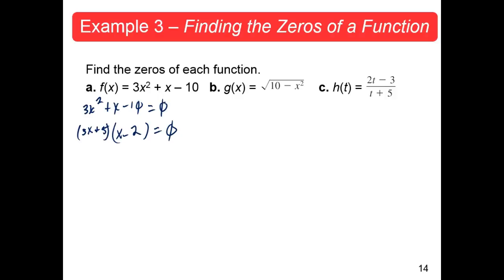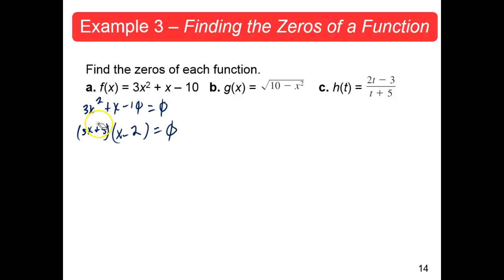3x times x is 3x squared. 3x times a negative 2 is negative 6x, plus 5x would be negative x. Close but no cigar. That's a plus x. The coefficient's right, 1, but your sign's wrong. So what do we do here? Change the signs. You got the numbers right, so change the signs.